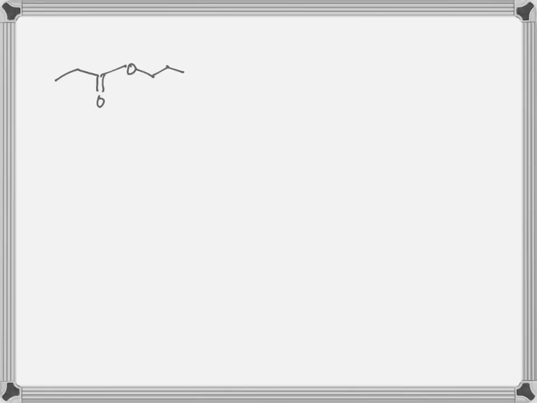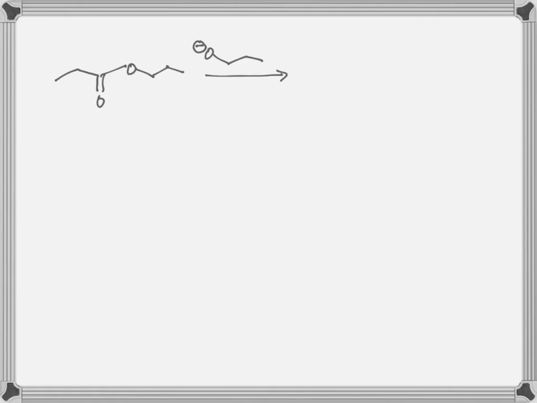This video is to show the mechanism for the Claisen condensation of propyl propanoate. The propanoate is the carboxylic acid end, and the propyl is the alcohol piece. Both of these have 3 carbons.